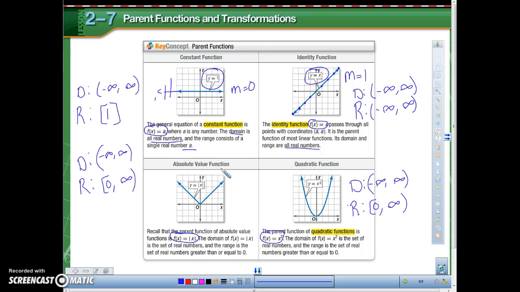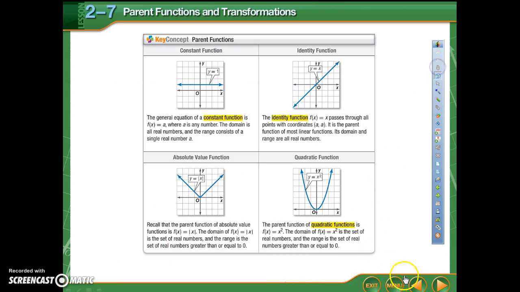So you can verify your answers right now by putting in the function that you want to graph and then hitting second table and then making your points that way. So that's one of the ways you can do that. Let's get into some more parent functions here.